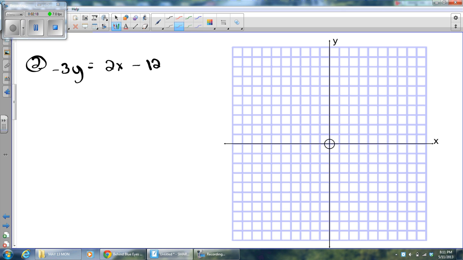Y is definitely not alone. I'm going to circle the y. Looks like I have a -3, but that -3 is attached by multiplication, right? So I'm going to get rid of it by dividing by -3. Now, I have to divide in all 3 places. It's kind of strange, but it's actually a form of distributing.